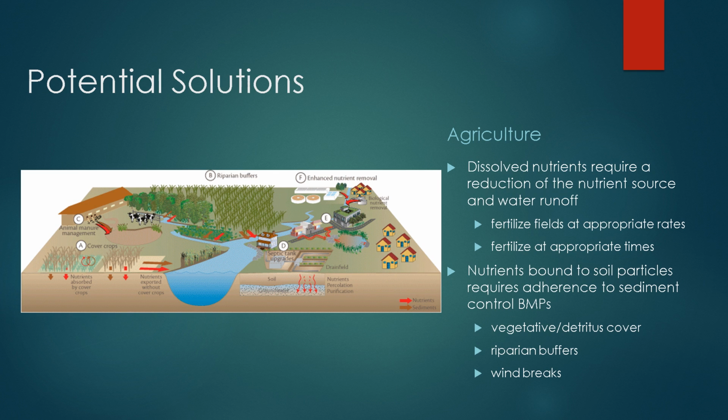Reduction of nutrients bound to soil particles requires adherence to sediment control BMPs, which is best management practices. There are two broad measures to achieve this: practices that minimize soil detachment and transport, and routing runoff to areas where the soil can be filtered or can settle out.